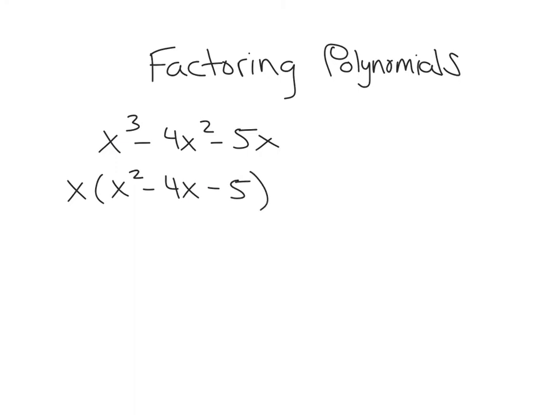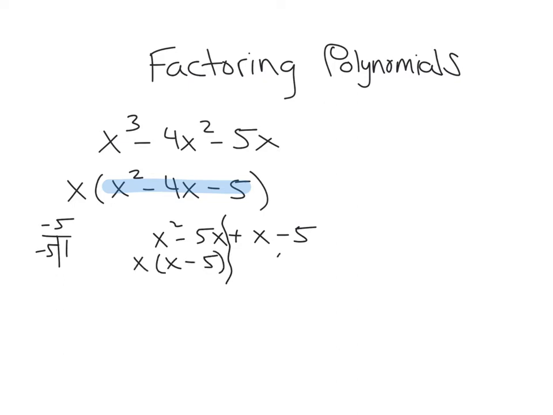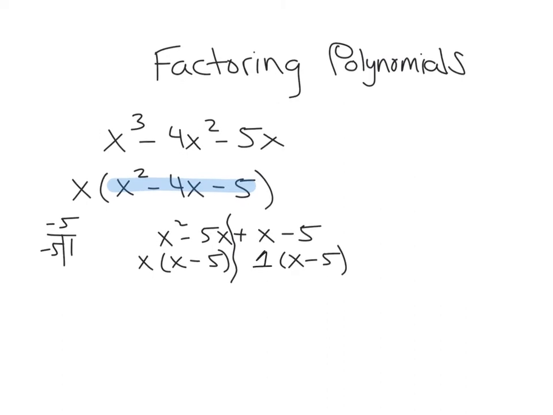Now, this middle part inside is officially what we're used to seeing and working with, and we can now do the AC method on it. We're doing it based off of the -5, and the multiples of -5 that give me -4 are -5 and +1. So then I would have x squared minus 5x plus x minus 5. I would factor that and have x minus 5 on the left, x minus 5 on the right, and then a +1 right here. Now I create my factors, x minus 5, x plus 1.